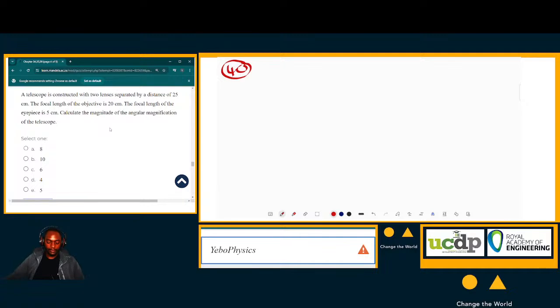Question 40 reads: a telescope is constructed with two lenses separated by a distance of 25 centimeters. The focal length of the objective lens is 20 centimeters. The focal length of the eyepiece is 5 centimeters. Calculate the magnitude of the angular magnification. So we are looking for angular magnification.